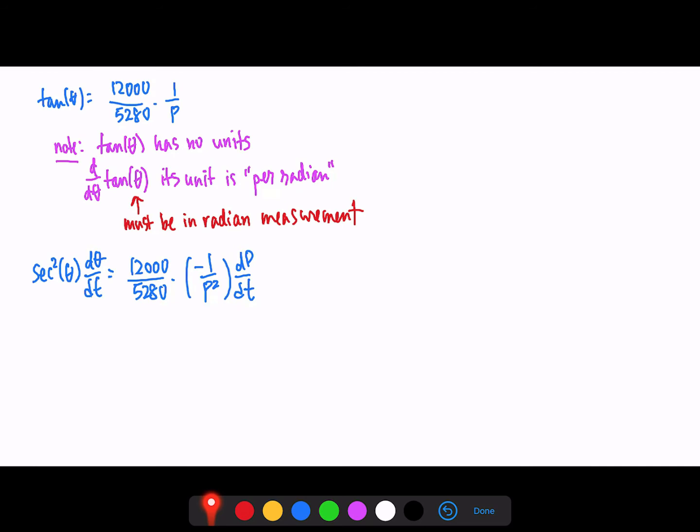So secant squared, my angle theta, that's pi over 6 radians. The secant of pi over 6 is 1 over the cosine of pi over 6. Cosine of pi over 6 is root 3 over 2. So 1 over cosine of pi over 6 is 2 over root 3. Square that, and I get 4 over 3. So this is 4 over 3 times d theta dt.